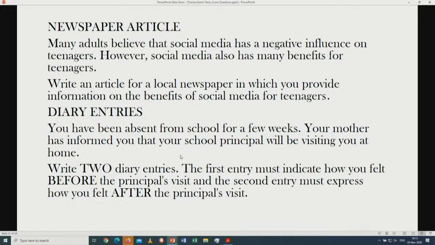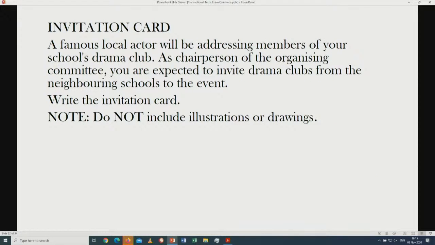Okay, and you may wonder why we have so many diary entries, but remember the option. If it's not a diary entry, it's a postcard. And we've got to have something from that category, and nobody knows how to write postcards anymore. Okay, what else have we got? Invitation card. Again, remember the warning here. Be careful that you reach the minimum word limit or it'll cause a problem for you. Right, there's the details. This one here, though, actually specifies, note, do not include illustrations or drawings.